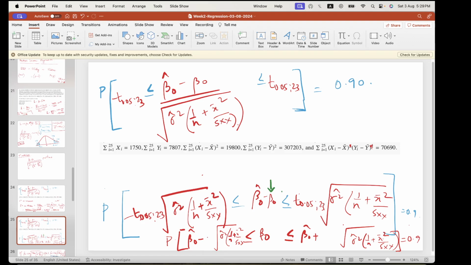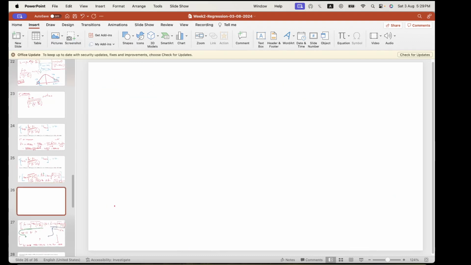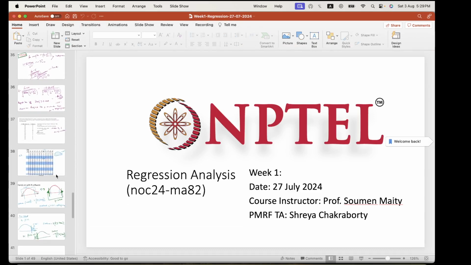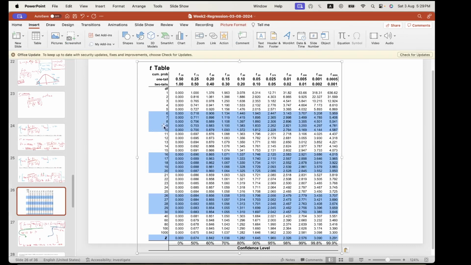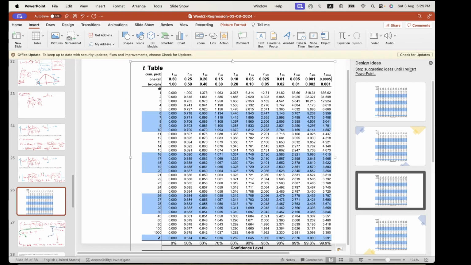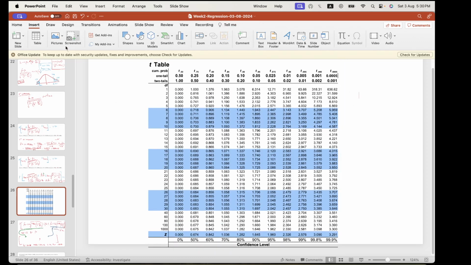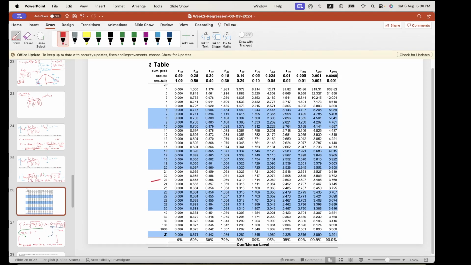t 0.05, 23, how much does this come to? So we'll find it out from the tables. Let me just pull up one of the tables and we'll be able to discuss. Okay, can you see? Is the table visible to you? Yes. Okay, so now we want DF 23, so we should focus on this row.